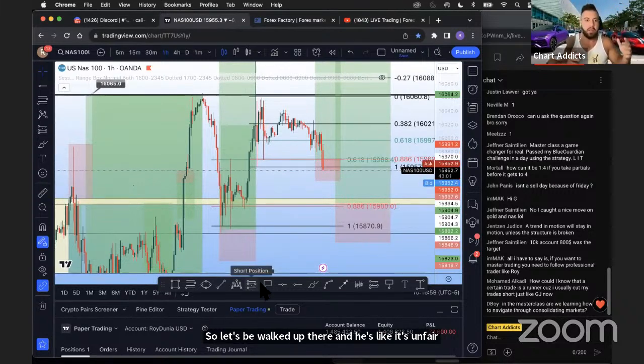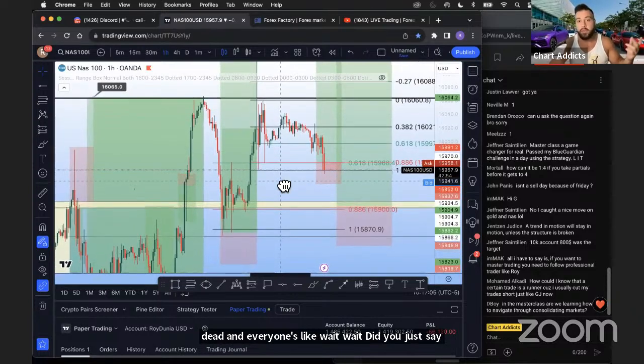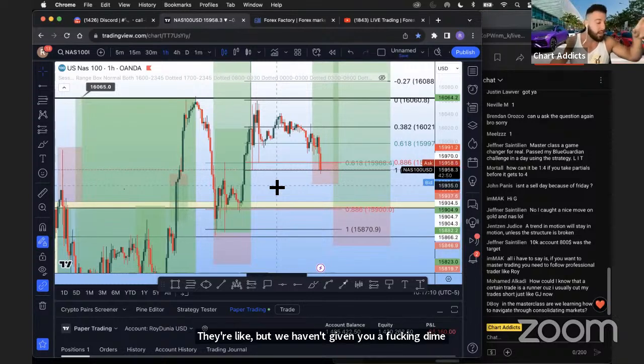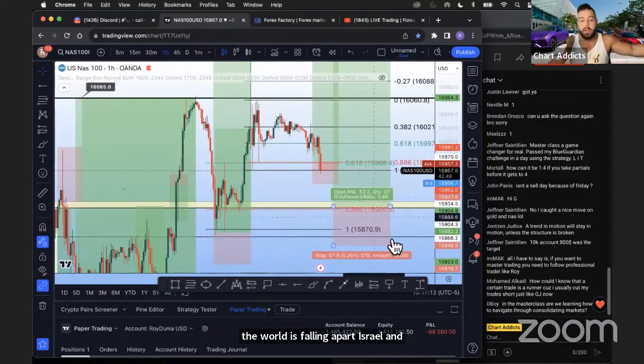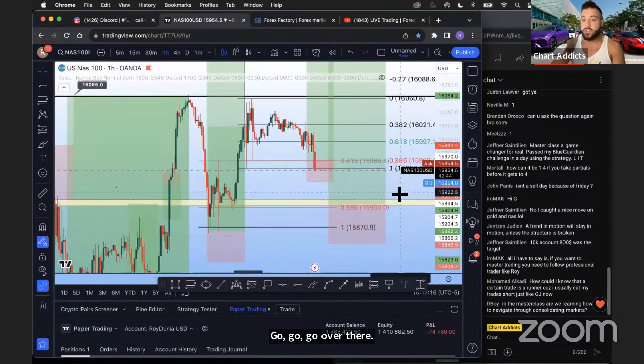And everyone was like, wait. Did he just say we're going to fight until every last Ukrainian is dead? What does that even mean? They're like, bro, we ain't giving you a dime. The world is falling apart. Israel and Palestine is more important. Go over there. Zelensky's not happy about this because they're still in a war for their survival.